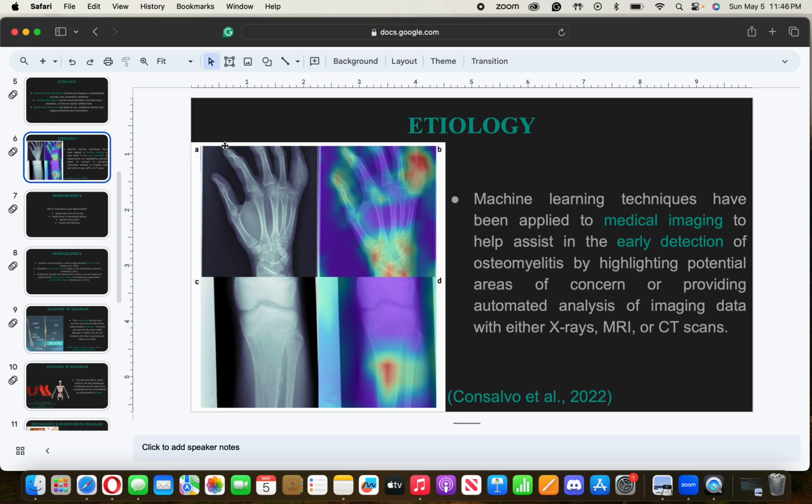Here below we have an image of what it looks like when they detect osteomyelitis in medical imaging. Medical imaging is essential in early detection, and there are machine learning techniques which are essential in detecting osteomyelitis in its infancy stages.